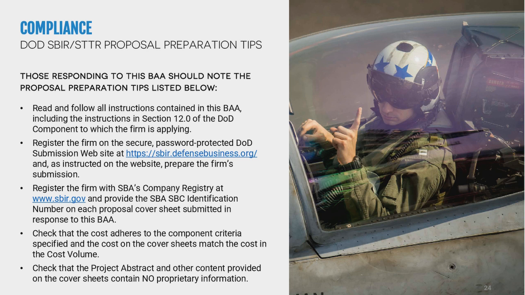Some of the very simple things you need to do are to make sure that you are registered, that your costs adhere to the different criteria, and that the project abstract, which is included on your cover sheet, your technical abstract, doesn't contain any proprietary information. We know that the proposal is protected, but the abstract is released to the public. So you want to make sure that the cover sheet technical abstract doesn't contain any proprietary information. Next slide.